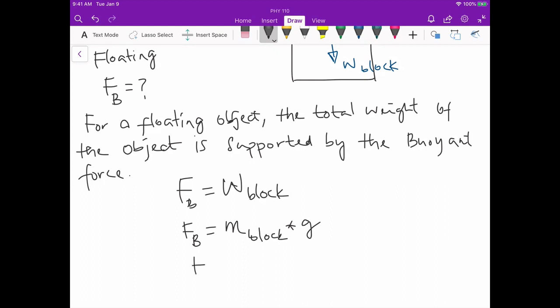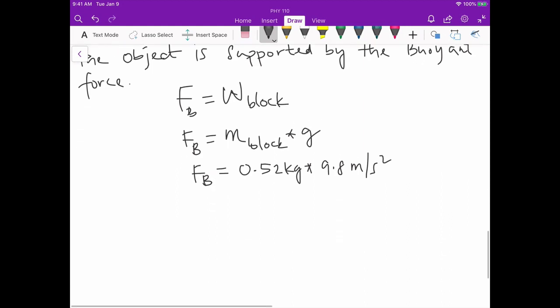So therefore, F buoyant will be equal to the mass of the block, which is given, we already wrote it as 0.52 kilograms. And gravity, you may use 10 if you want to, but just to be a little more precise, I'm going to use 9.8. So the amount of buoyant force that is acting on the block is about 5.1 Newton.